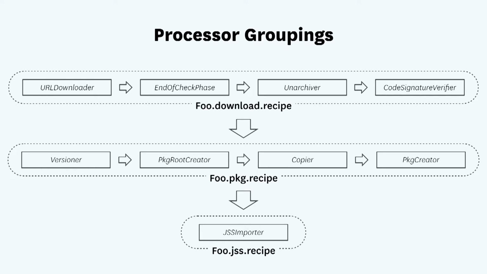Now, the dotted lines around all these recipes are actually meaningful. The processor order matters, but it doesn't matter what recipe the processor lives in. The versioner processor could live in the package recipe, as you see there, or it could live in the download recipe.